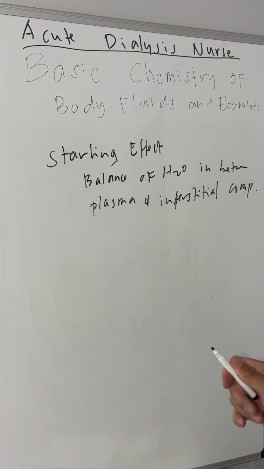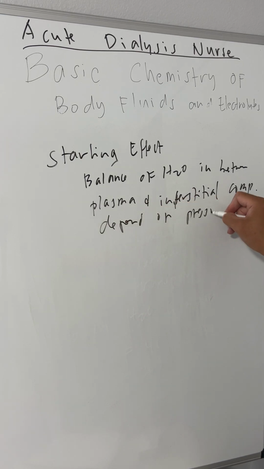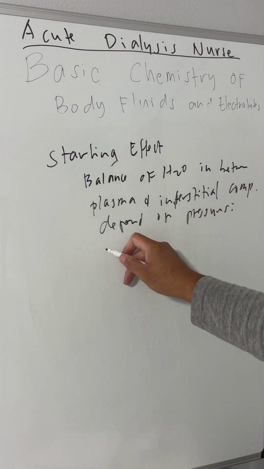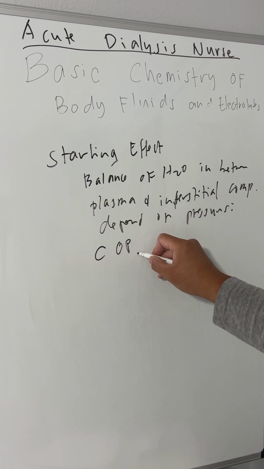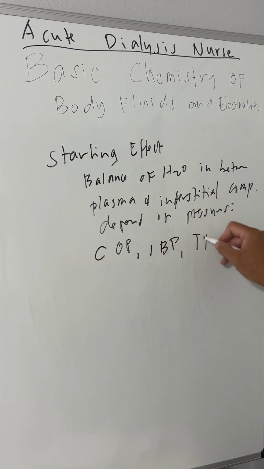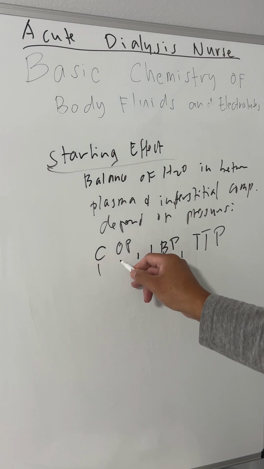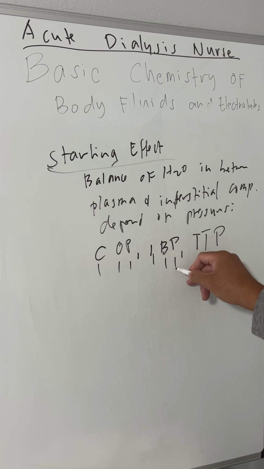This depends on pressures, such as your COP, IBP, and TTP. So Starling effect, balance of water in between plasma and interstitial compartment, depends on pressures such as your colloidal osmotic pressure, intercapillary blood pressure, and tissue turgor pressure.